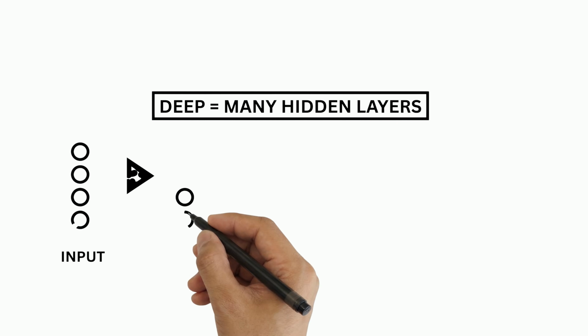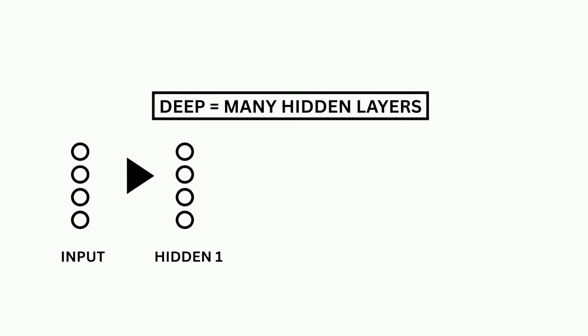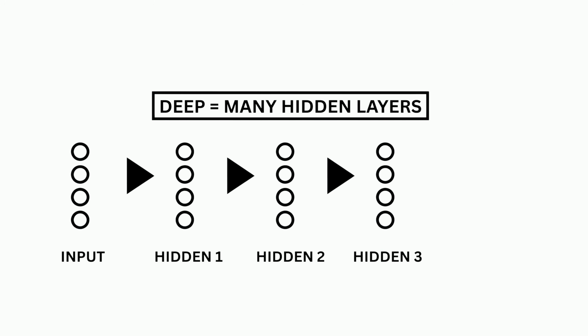Deep learning is simply this: a neural network with many hidden layers stacked between the input and the output, instead of just one. Each layer takes the previous layer's output and transforms it again, passing a refined signal deeper into the network. Stack enough layers and the network learns far more complex patterns than a shallow one ever could. That's literally where the word deep comes from: depth, not intelligence.